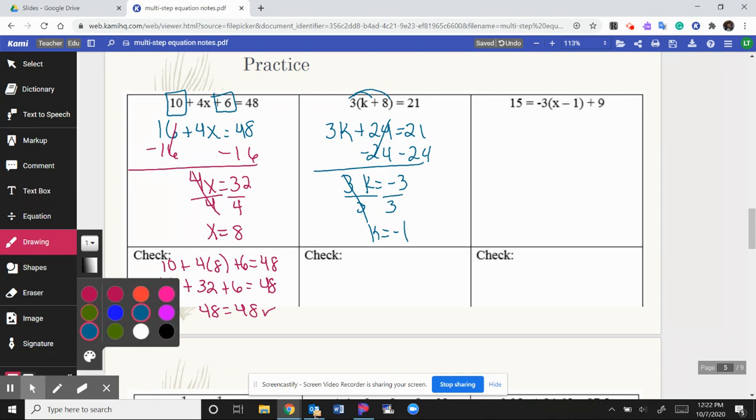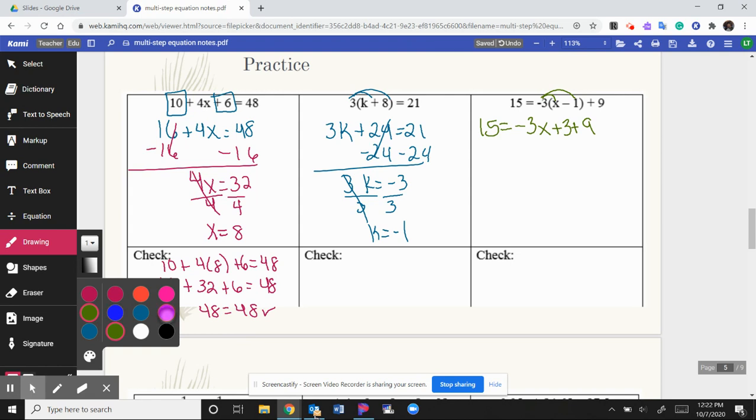Take a look at the last one here on this slide. So yes, it is backwards. Please do not rewrite the problem. Leave it as is. So again, we're looking for distributive property first. Distribute that in. So you're really multiplying by negative 3 here. So negative 3 times x is a negative 3x. Negative 3 times negative 1. On the calculator, you should get a positive 3. And then bringing down that positive 9.